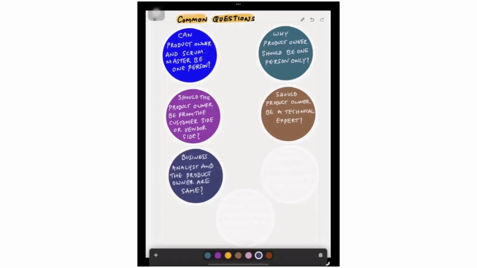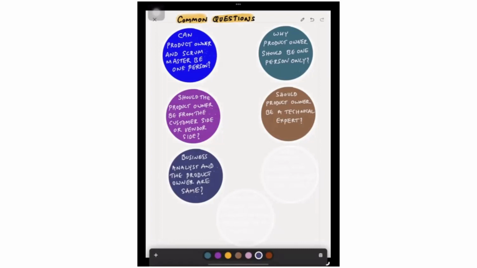Next question: are business analyst and the product owner the same? No, they are not exactly the same, because a business analyst cannot cancel a sprint, whereas product owner can cancel a sprint. A business analyst cannot decide the order of the product backlog, whereas product owner can decide. A business analyst cannot say no to stakeholders, whereas product owner can. And a business analyst cannot decide the budgetary things, whereas product owner can. So business analyst is not exactly equal to product owner.